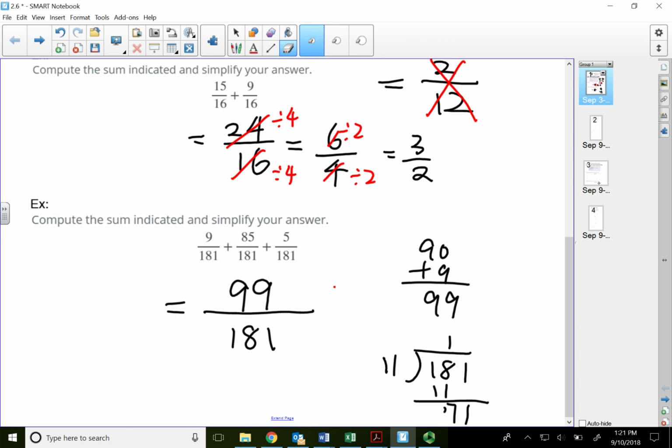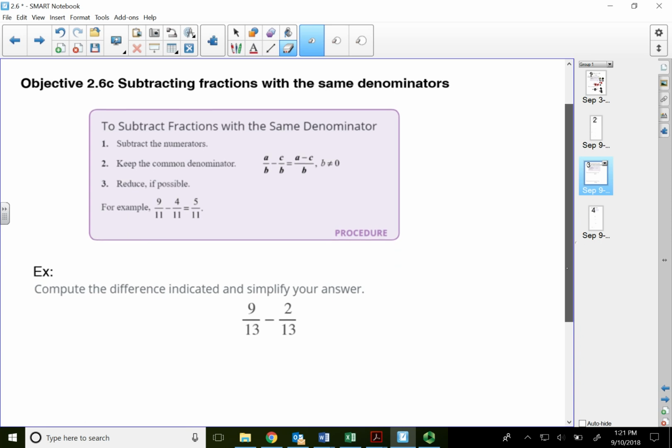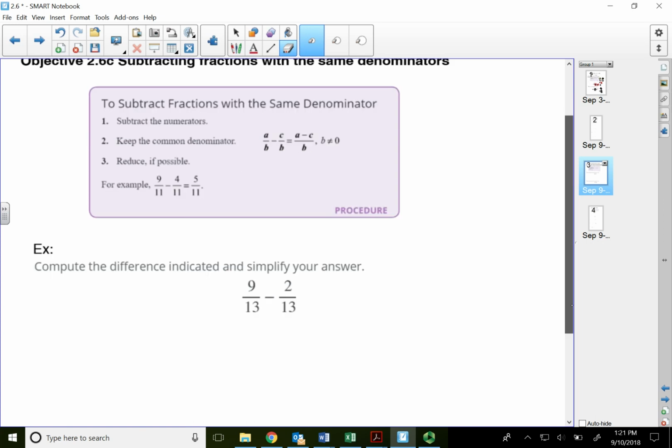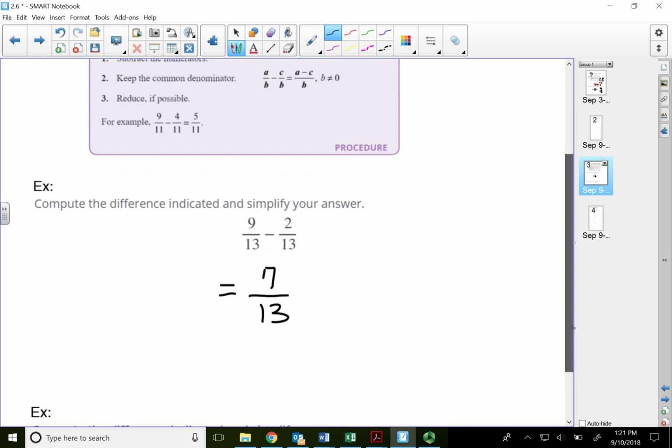How about we also take a look at subtracting fractions with the same denominator. Just like addition with the same denominator, all we're going to do is subtract the numerators, keep the common denominator the same, and then at the end we will reduce. Once you see the LCD is already the same, just subtract the numerators. That gives me 7 over 13. That cannot be reduced, so that will be the answer.